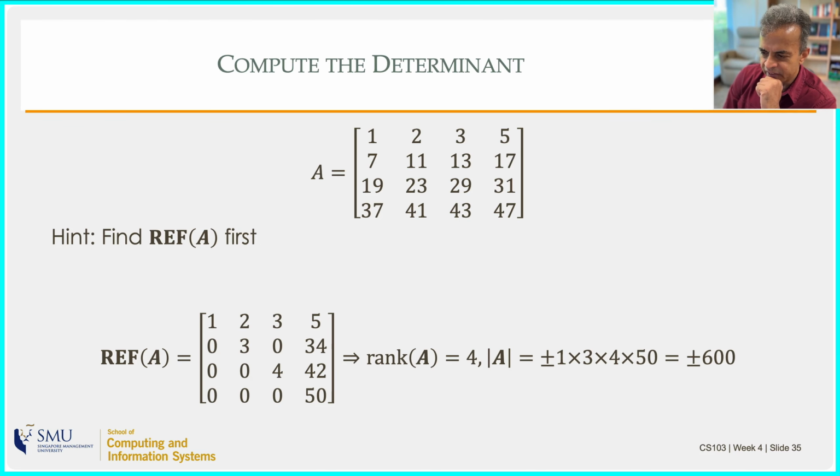Once you do that, you get this, and now you can see that the determinant has to be the product of 1, 3, 4, and 50. Modulo a sign, we don't really know whether it's positive or not because we haven't kept track of the row swaps that you may have had to perform. If you actually keep track of row swaps, the so-called permutation matrices, a row swap permuting two rows, and that is called a permutation matrix, that will keep track of the sign of the determinant too.